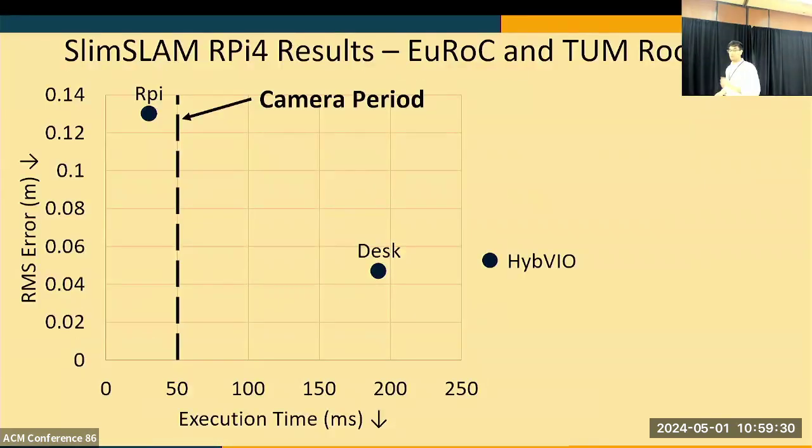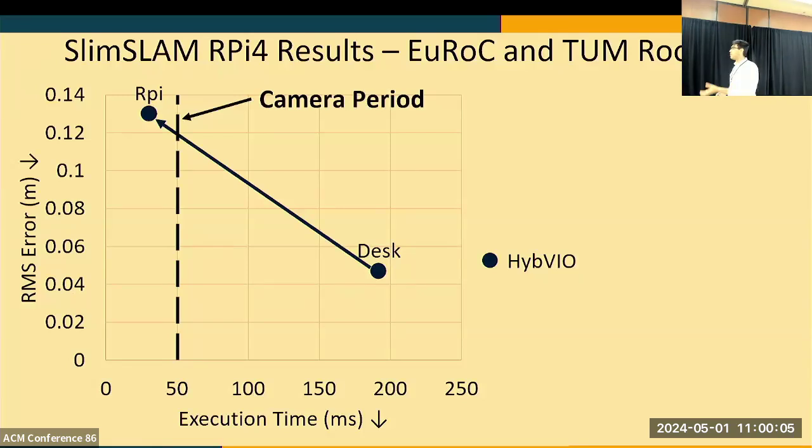So, okay, we've got this graph here that shows error and execution time. Execution time is on the x-axis. Frames come in for these data sets every 50 milliseconds. So we want to be to the left of this dotted line in order to be real time. At the same time, we want our error to be as low as possible in order to have good tracking. And what we can see is that for the default desktop configuration, we have pretty good error, but we're 4x slower than real time.